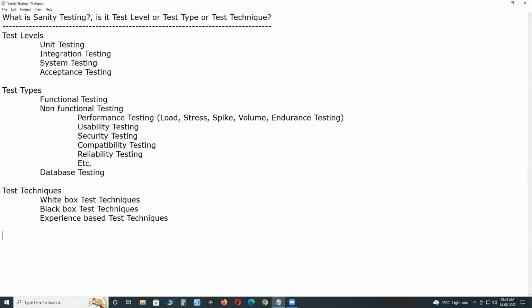Okay. Next, sanity testing is not a test level, not a test type, not a test technique. Then what is it? See, some people call sanity testing a type of testing applied on software descriptions. That is not correct. See, observe, sanity testing is a test execution level.